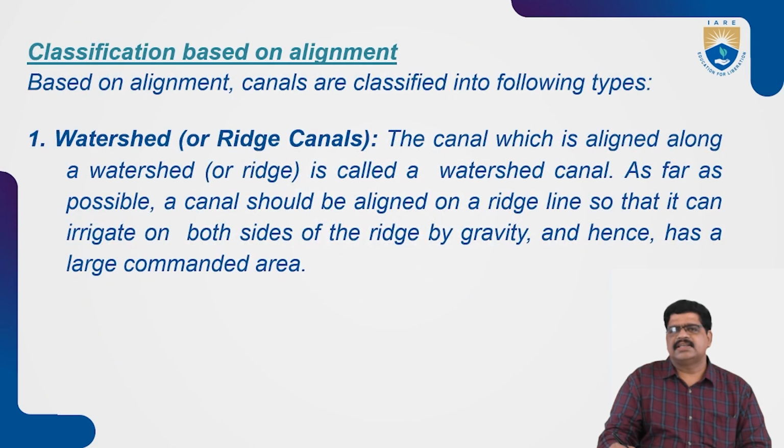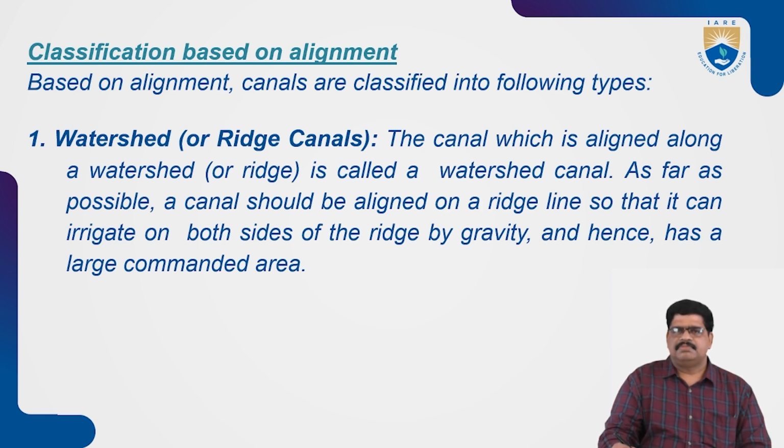Next, classification based on alignment. In the previous part, we discussed the discharge, how the water comes. Discharge capacity can be bifurcated. Here, the next one is the classification based on alignment. The classification based on alignment is nothing but following a watershed or ridge canal. Ridge canal is very important.